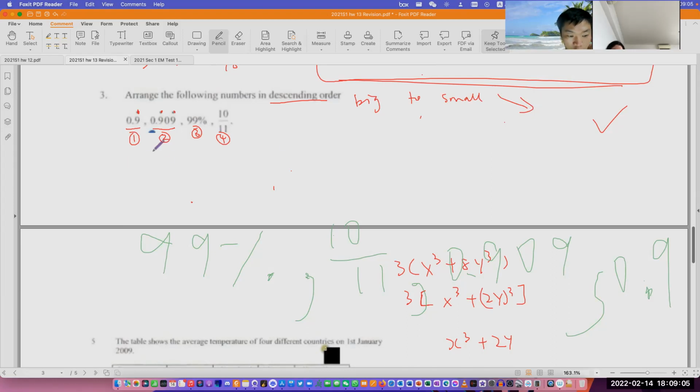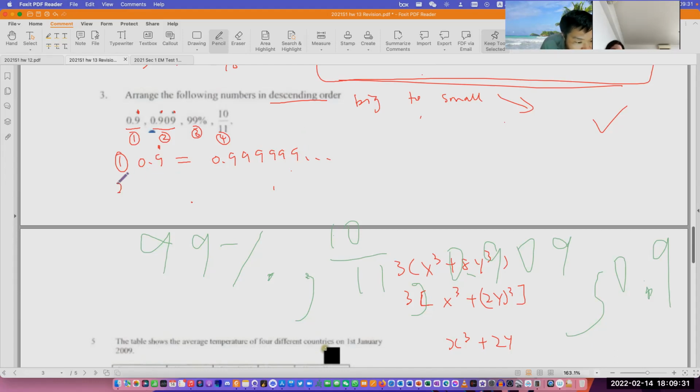To compare numbers, it's always very easy if you can express them as decimal numbers. The first one, 0.9 with a dot above, what this means is 0.9 and then the 9 repeats itself non-stop. So I will just stop at the 6th digit.